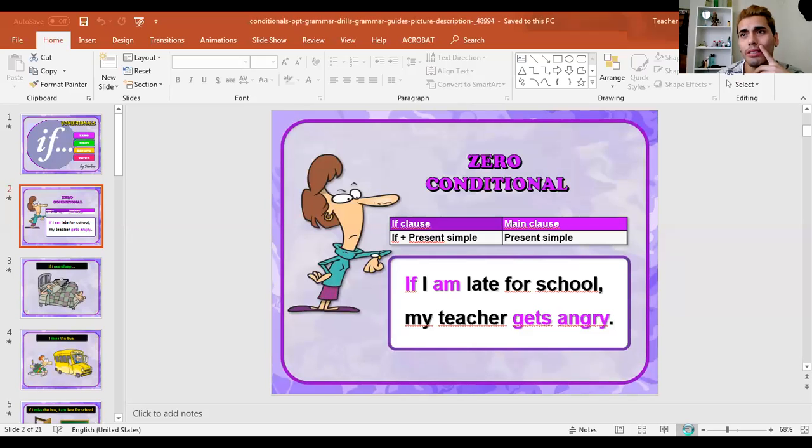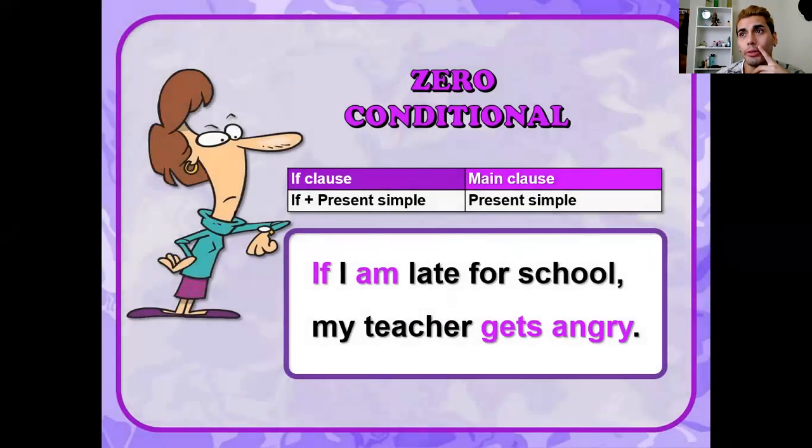So the next thing that I want to do now is a couple of exercises. These exercises are really interesting, and we're going to start with the zero conditional. What is the zero conditional? Simple, easy. Now we have two parts. Remember, a conditional is just a sentence with two clauses, with two parts, in which one part depends on the other part to become real, or at least to make sense.